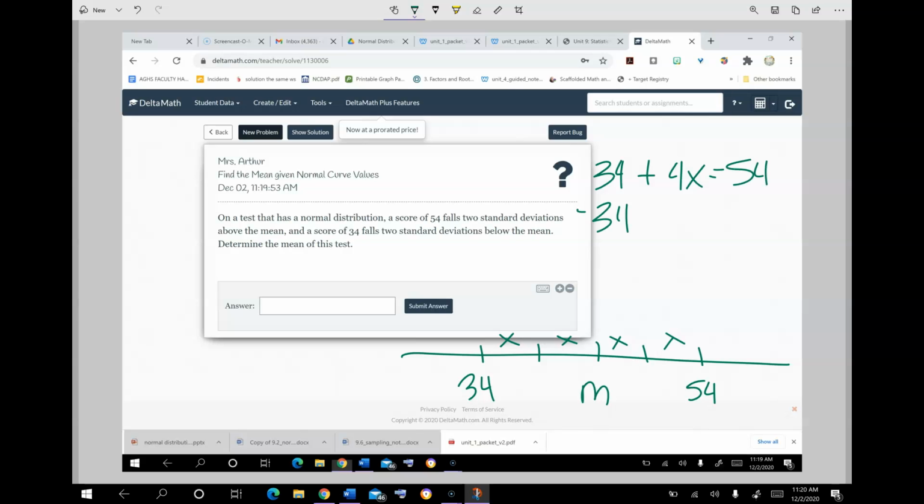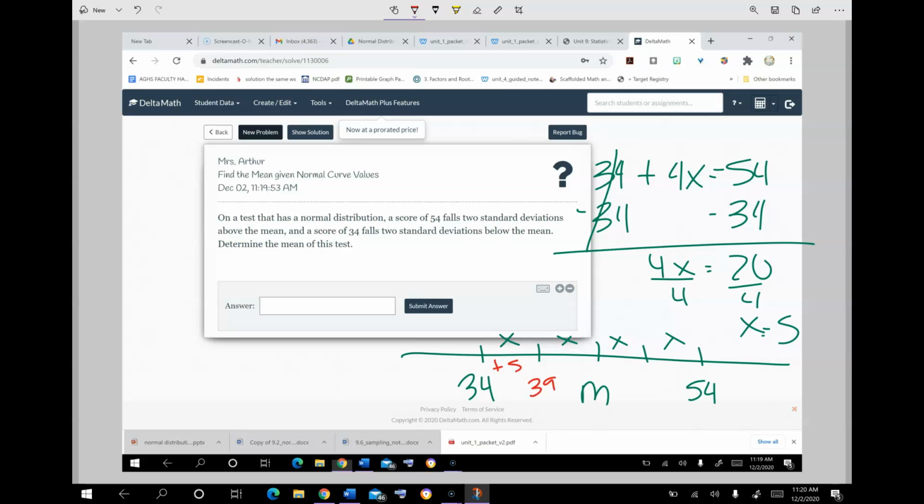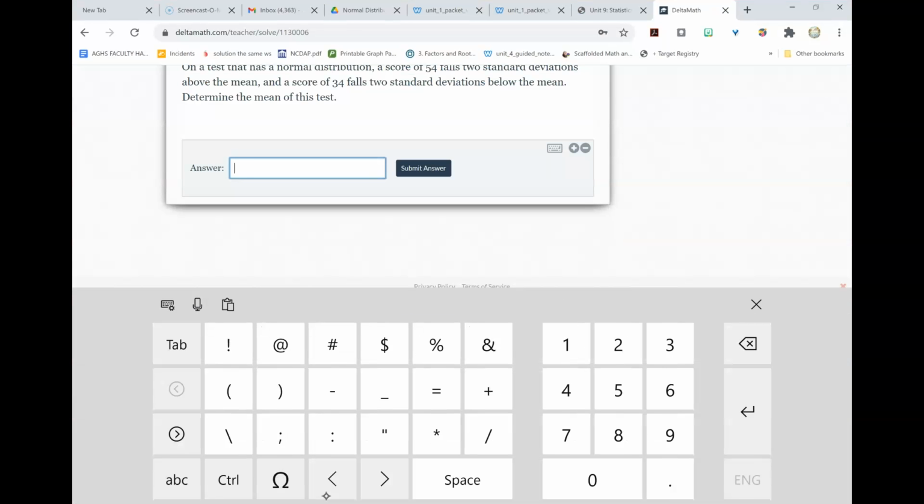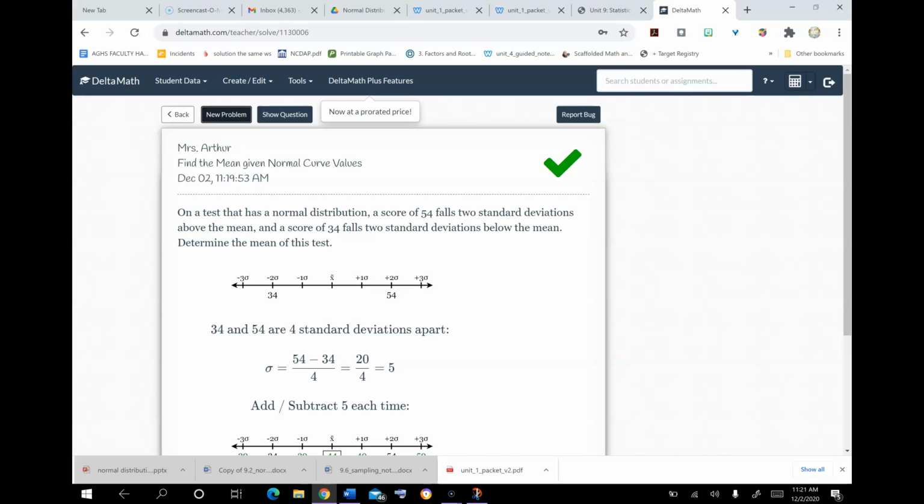Subtract the 34. I get 4x equals 20. Divide by 4. x equals 5. Now remember, that's your standard deviation. So if you look, if I add 5 here, I'm going to get 39. Add 5 again, and I'm going to get 44, which is my mean. So I come back and I type 44, submit, and you're done.